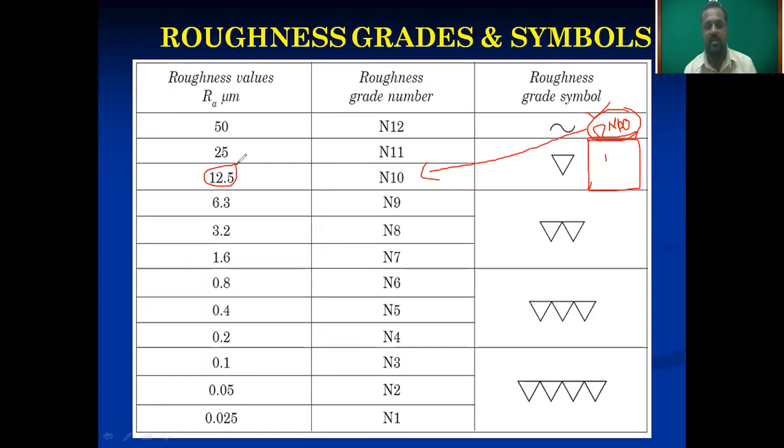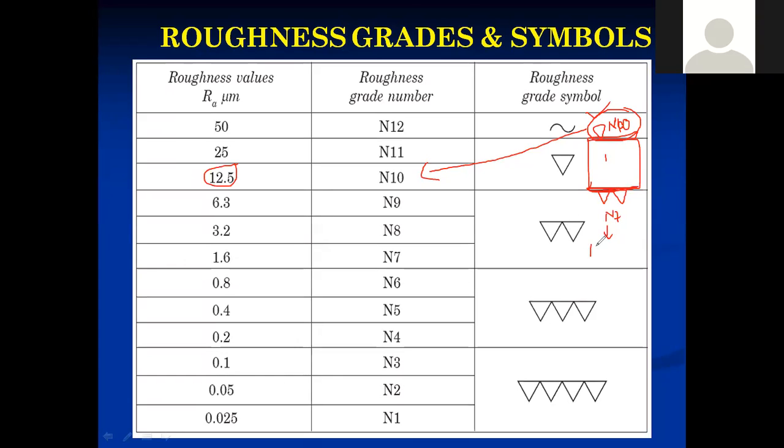Sometimes they will go like this. Here they will draw two triangles, and here they will write N7. Then what is the meaning of that? The surface roughness of this surface, how much should it be?